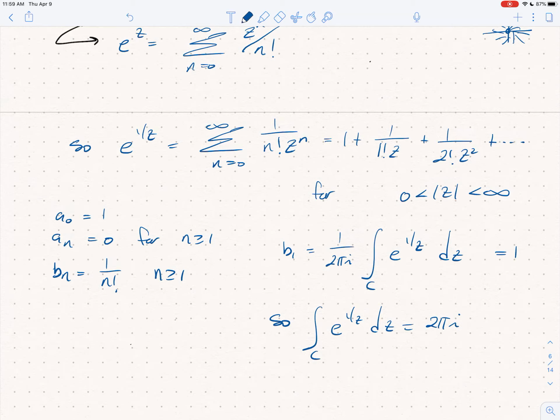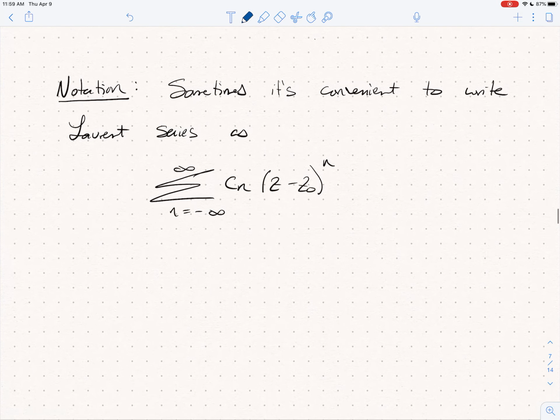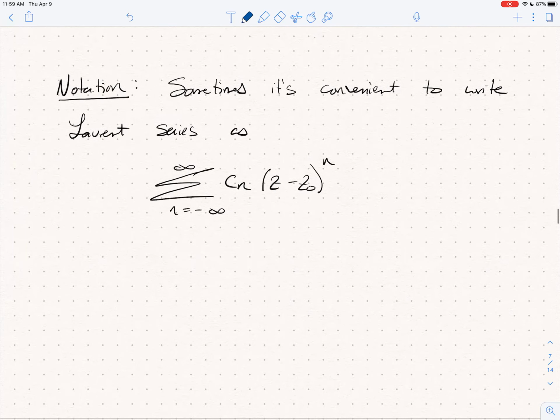So we can use these series to actually evaluate integrals because we know the value of the coefficients in a lot of cases. All right, so I wanted to show you some other notation. Sometimes it's convenient to write a Laurent series as one series rather than two different series, one in terms of positive powers of z, the other negative. Sometimes we'll combine it. And so how does this go? Well, you can write it as the sum from n equals minus infinity to infinity of c sub n times (z minus z naught) to the n.